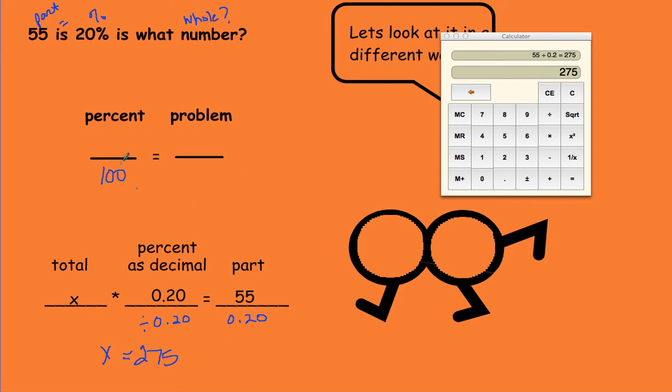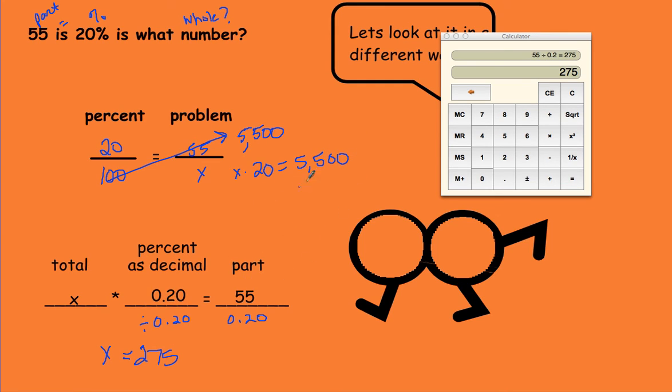Or I have, oops, not 55. 20 over 100 is equal to 55 over x. When you multiply these together, you get 55 times 100, which is 5,500. So you know x times 20 has to equal 5,500.